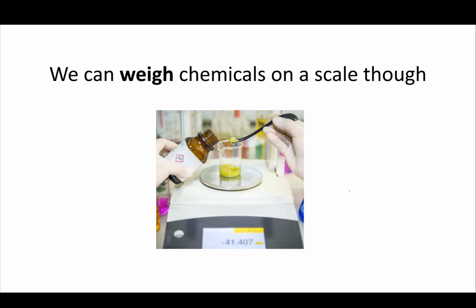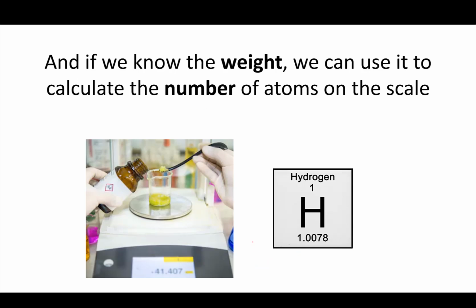But we can weigh chemicals on a scale. So we can take a scale, scoop in some powder, and figure out the weight of that powder. And this is how chemists actually deal with chemicals, by weight or mass. And if we know the weight, we can calculate the number of atoms using the molar mass. So we can figure out how many atoms are in this cup right here by using the weight and the molar mass of the chemical.